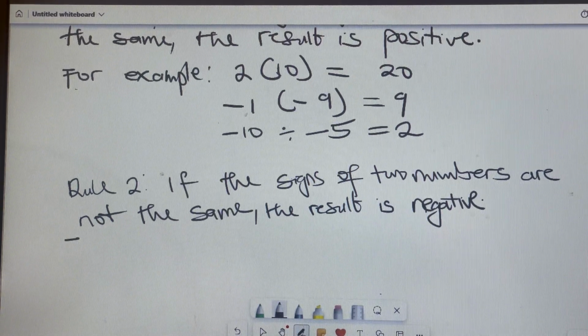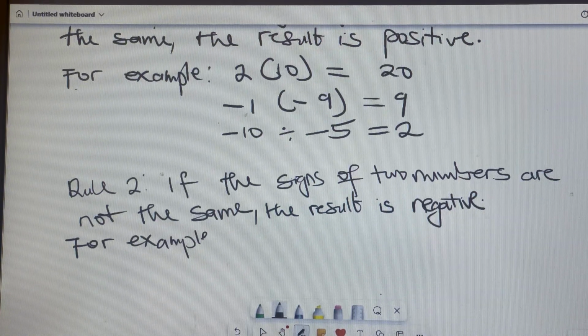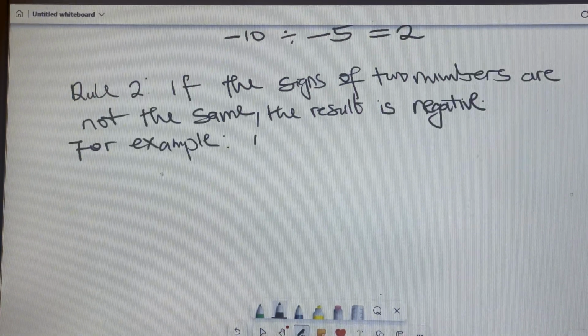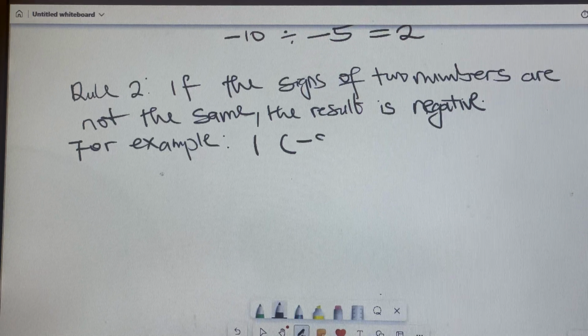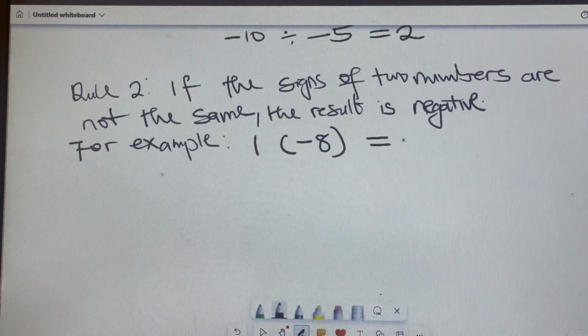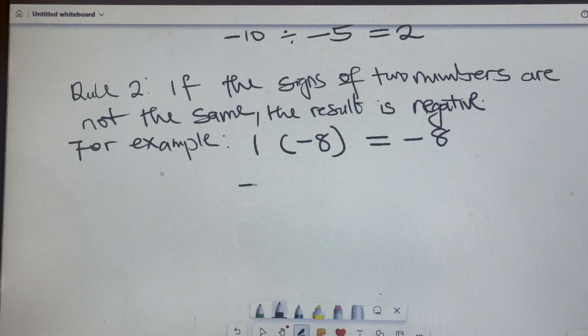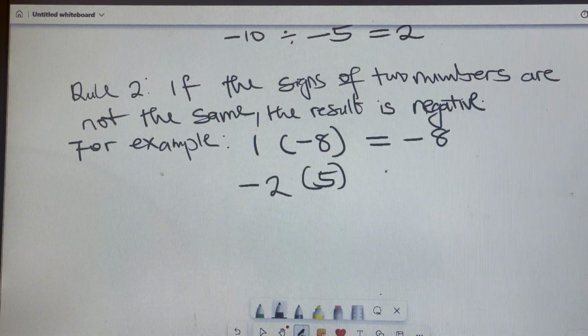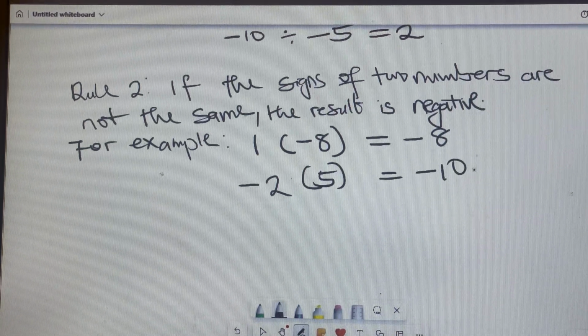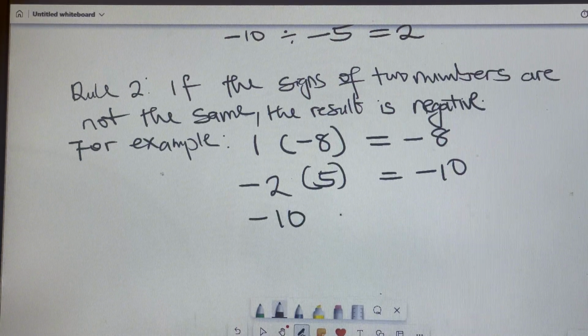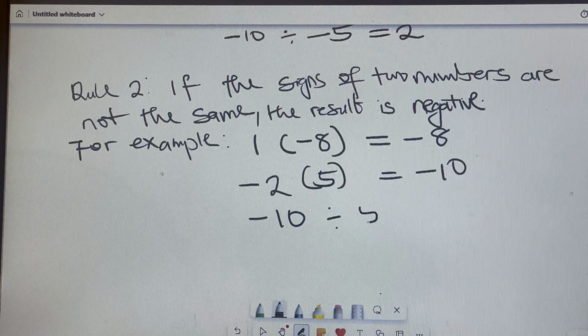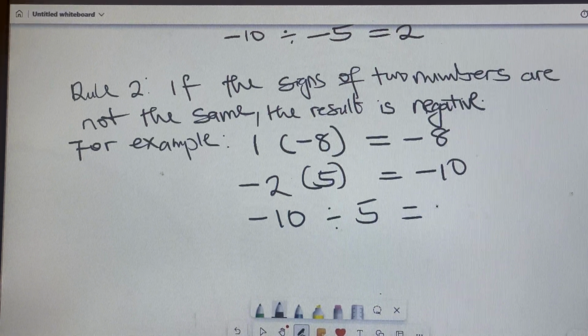For example, 1 multiplied by negative 8 is equal to negative 8. Another example, negative 2 multiplied by 5. The answer will be what? Negative 10, because 2 times 5 is 10. Another example, negative 10 divided by positive 5 equals negative 2.